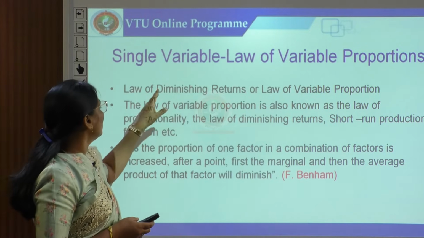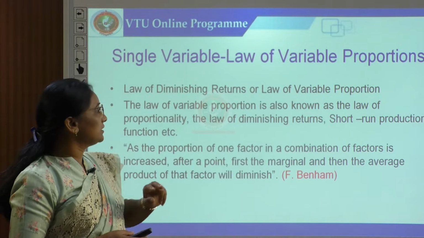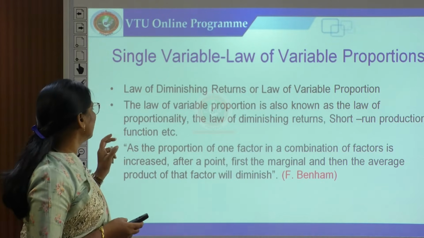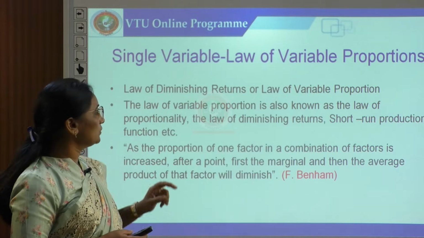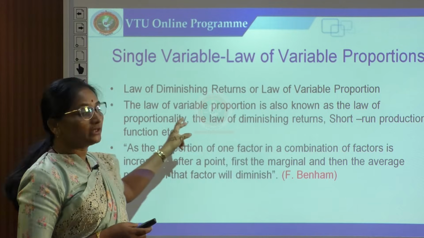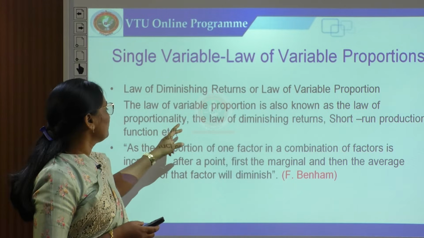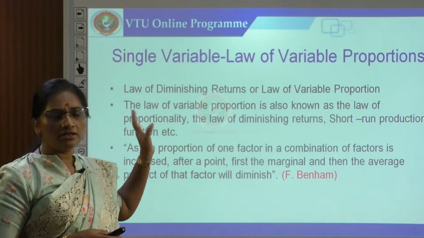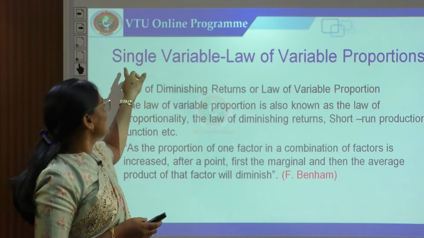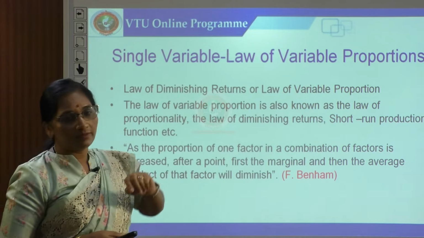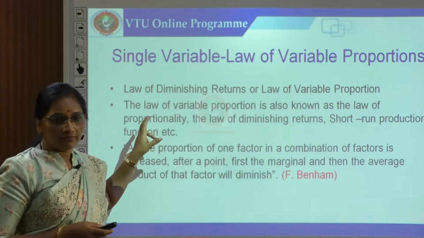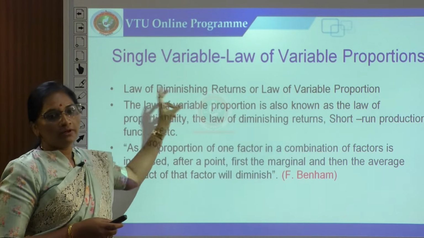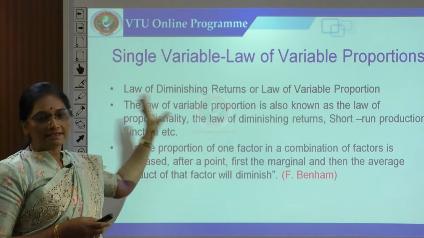It is also called the law of diminishing returns or the law of variable proportion. The law of variable proportion is also known as the law of diminishing returns or the short run production function. These are all names for the same single variable or law of variable proportion theory. In the examination you might get one or another of these different names, but don't get confused, they are all the same.